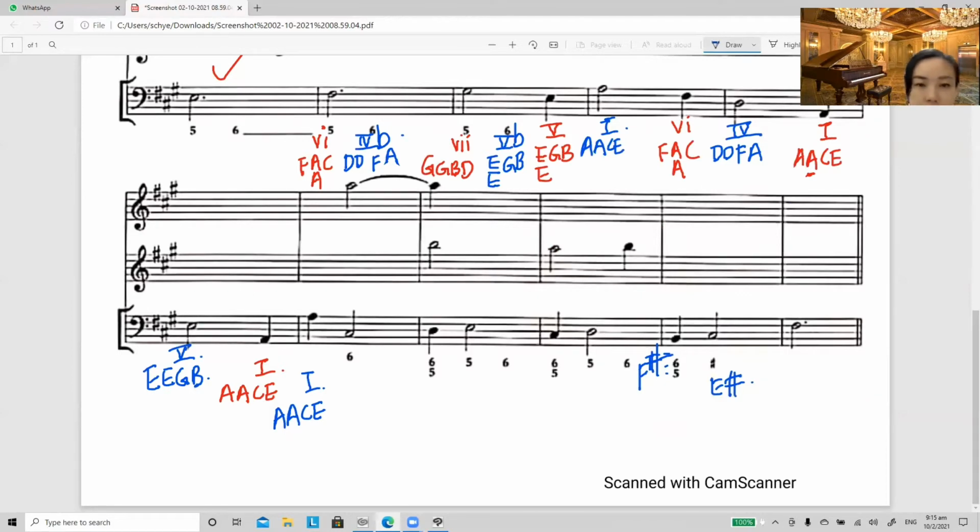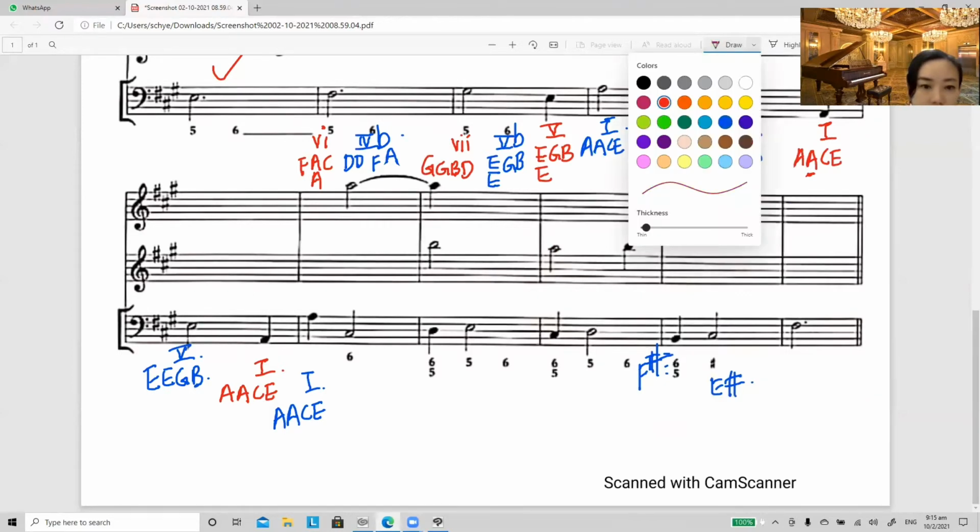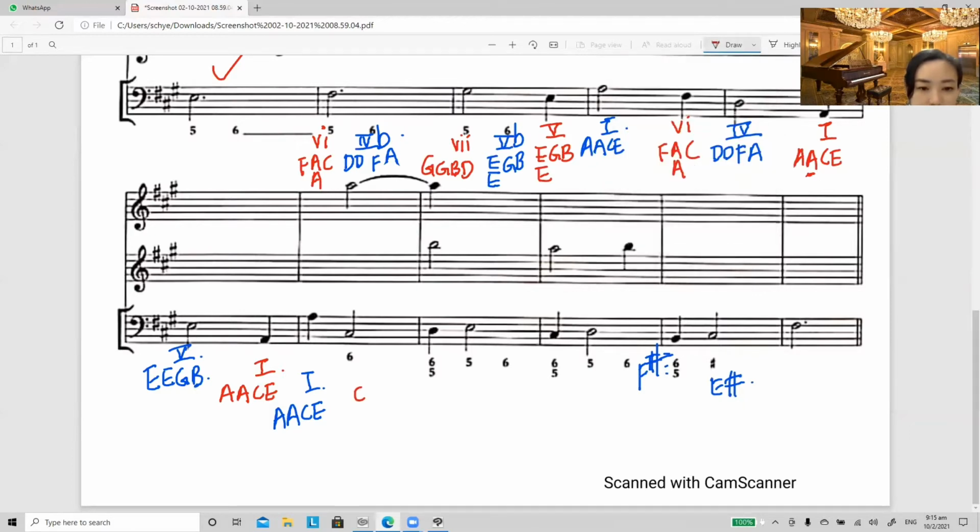Next one is 6 again. Just now I mentioned that 6 means the bass note is the middle. So that means C is at the middle, then you fill in A and E. So from here, you know that A, C, E in A major is chord 1, first inversion, you double the first note.